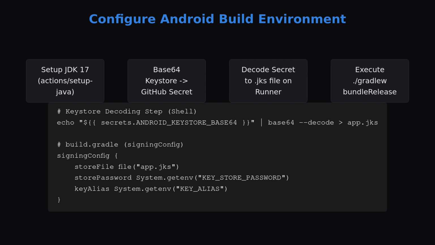This block must reference the injected environment variables for the store password, the key alias, and the key password during the release build task. This method ensures that sensitive signing credentials never reside directly in the repository source code. Always verify that the decoding script places the keystore file in the expected path referenced by the Gradle configuration.